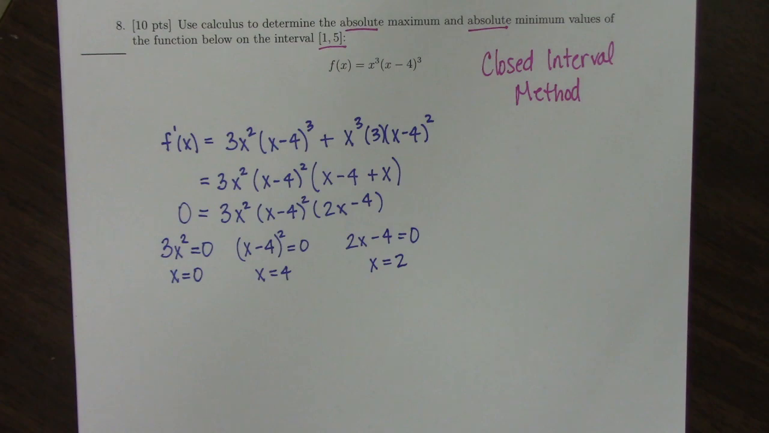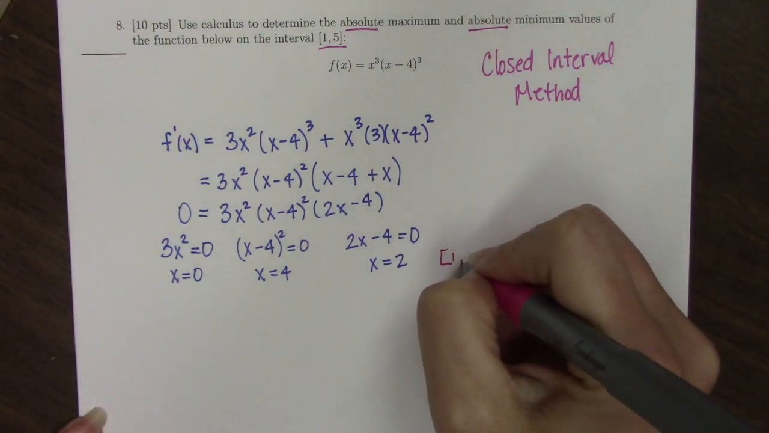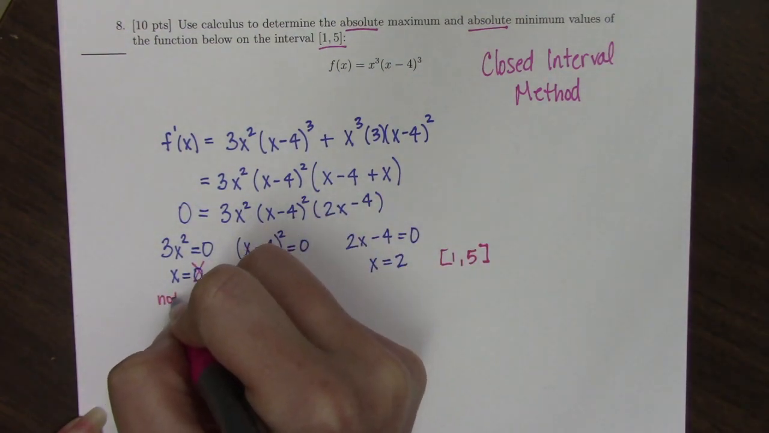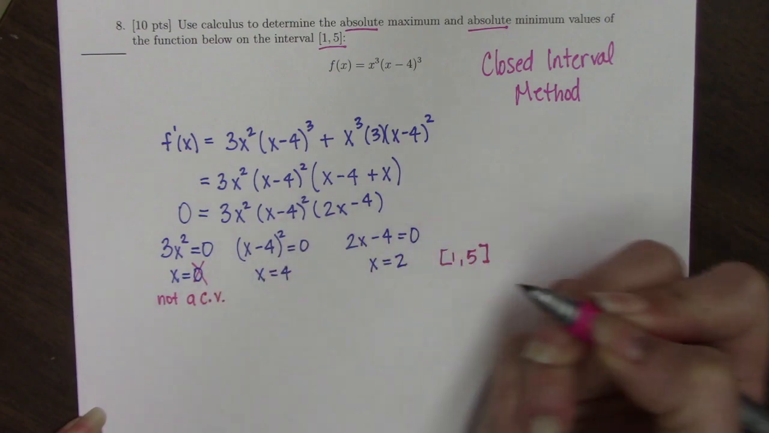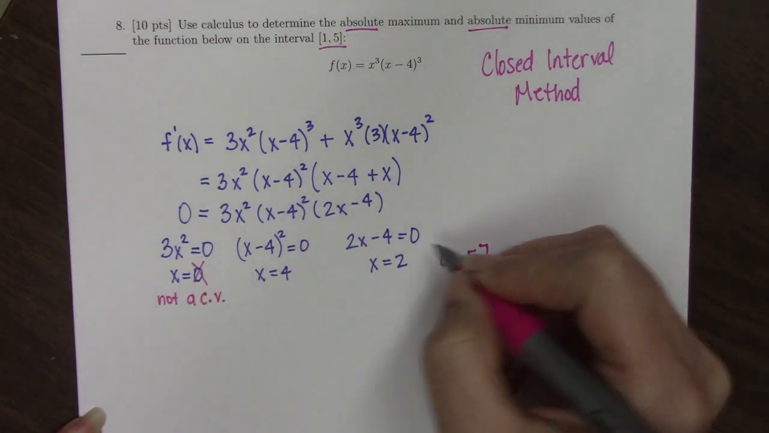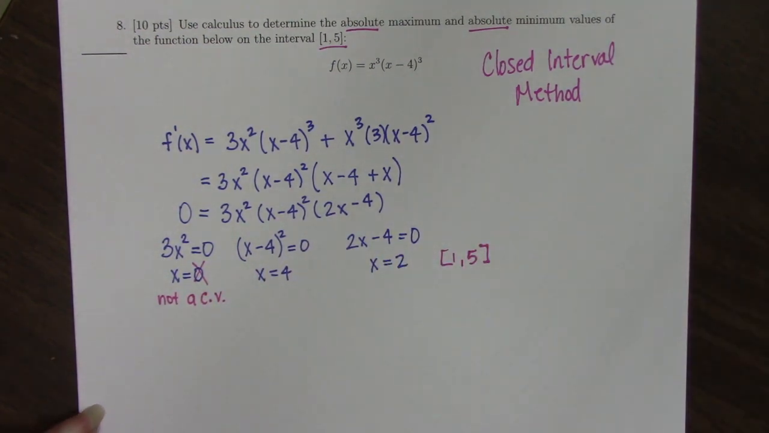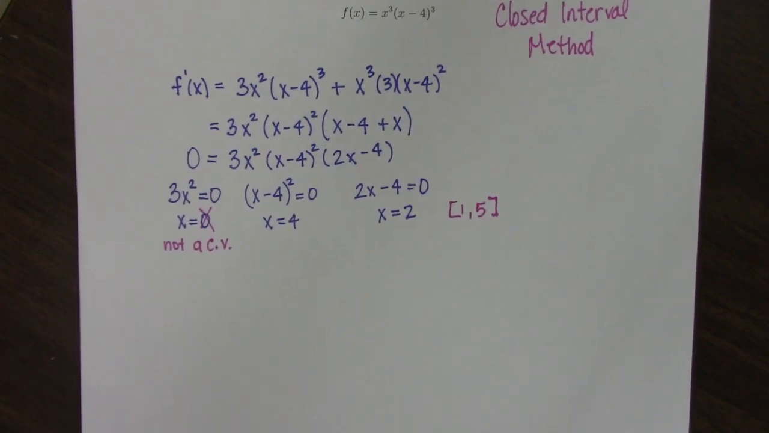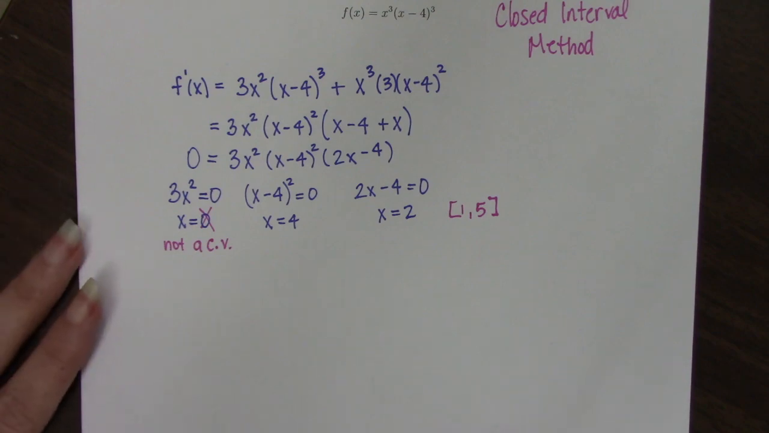Now I need to compare them to my interval of 1 to 5. So my interval is here. So 0 is not a critical value because it's outside of my interval, but 2 and 4 are. If this was a rational expression, I would also need to check anywhere that the derivative did not exist. So I'd separately set the denominator equal to 0 to look for that. But that was not an issue in this problem. So now we're ready to do the closed interval method.